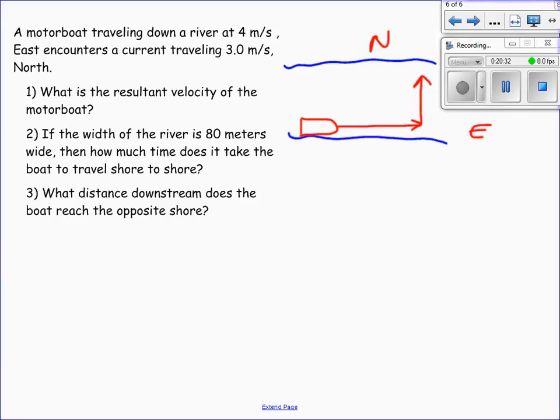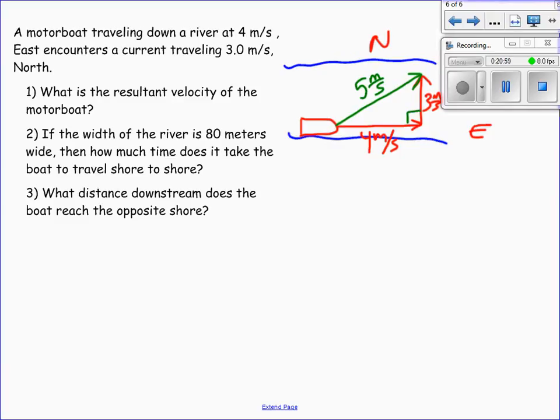All right, so we know that the motorboat has its own velocity of 4 meters per second going in the east direction, but the river is pushing 3 meters per second in the north direction. So the resultant would be a little bit like this, and it would be in the upper region. It'd be going up and to the right. And if you know your special triangles, you can figure out that this would be 5 meters per second. If you don't know your special triangles, you could just do Pythagorean theorem, since this does make a right angle right there.